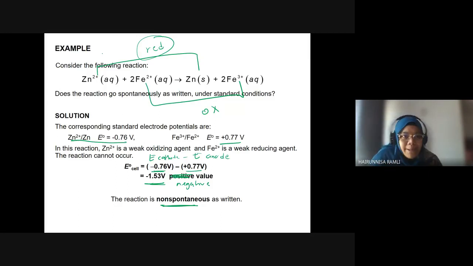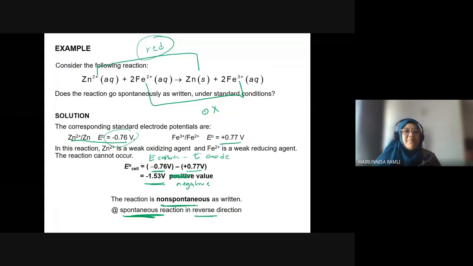Ikut logik pun sebenarnya boleh nampak kan, zinc dengan Fe. Sepatutnya zinc oxidize kan. Itu ikut logik yang you dah belajar sebelum ni kat sekolah. Tapi kalau kita ikut based on value pun dia mesti tally lah, betul tak? So maksudnya kat sini sepatutnya zinc oxidize. Tapi dalam kes ni dia jadi reduce pula. So that's why dia adalah non-spontaneous. Okay, ataupun dia kata kat sini, the reaction is non-spontaneous as written or spontaneous in reverse direction. Tapi sebab dia tak tanya in reverse, dia tanya as written. So you have to answer according to the question lah. Okay.